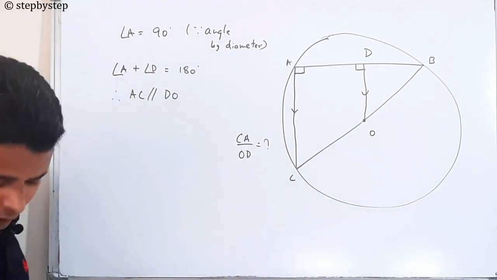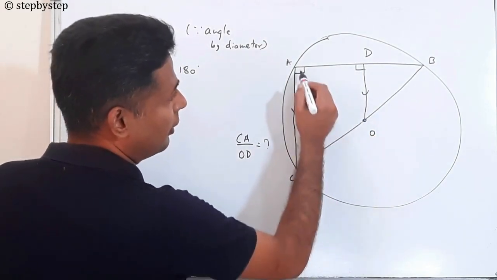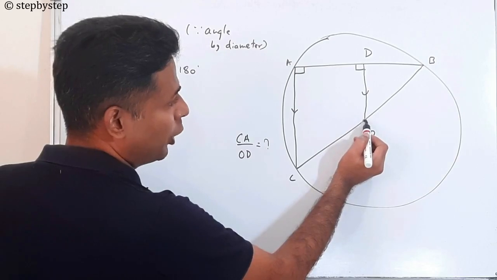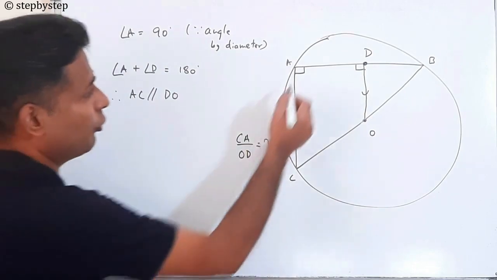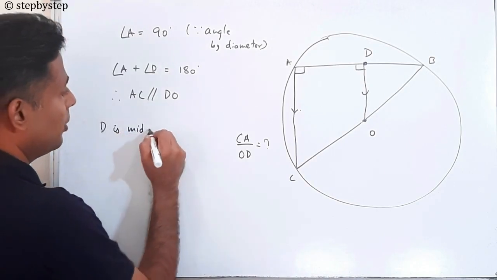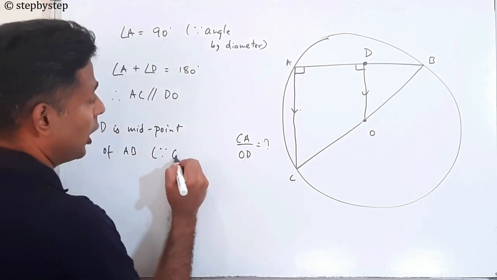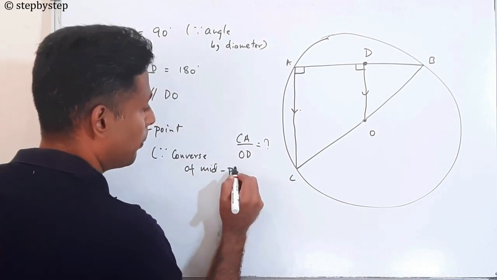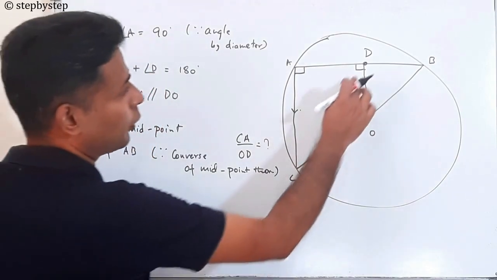Now if you remember the midpoint theorem, if you consider this triangle ABC, this line is passing through the midpoint of one side and is parallel to the third side, which means D is also the midpoint of AB. So we get D is the midpoint of AB. What is the reason? Converse of the midpoint theorem. So therefore we get this as midpoint.